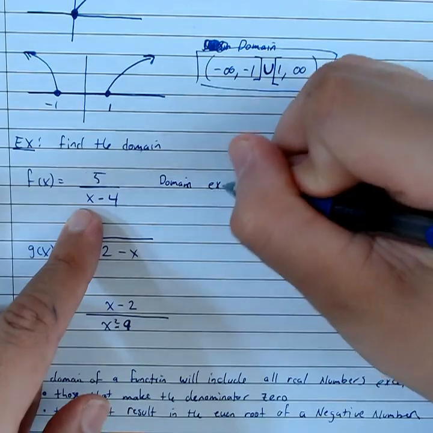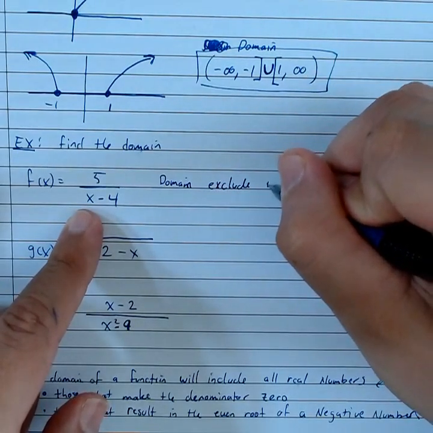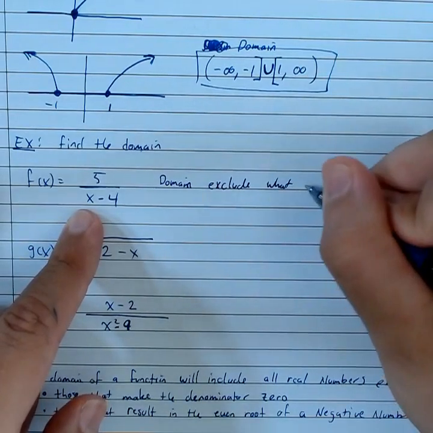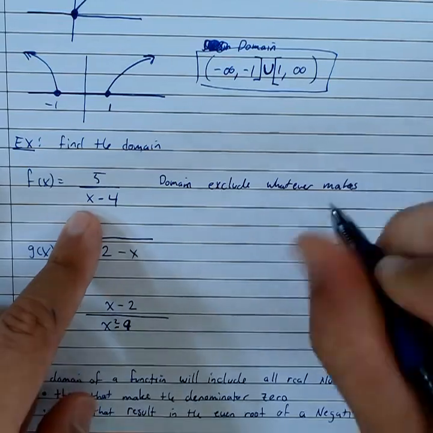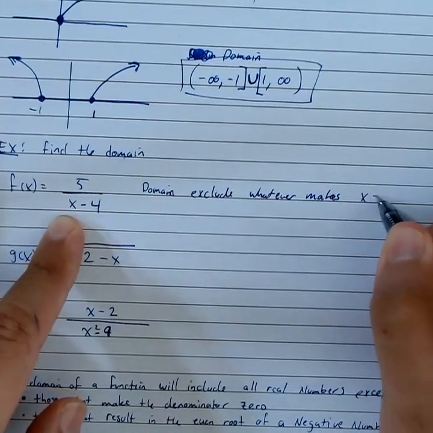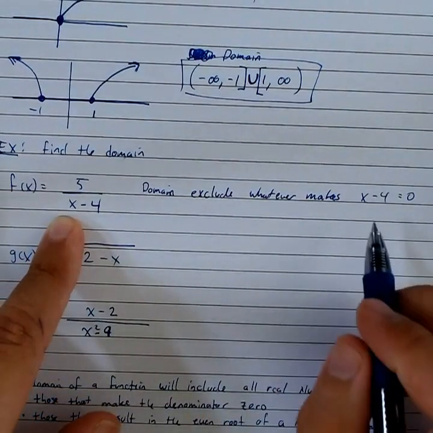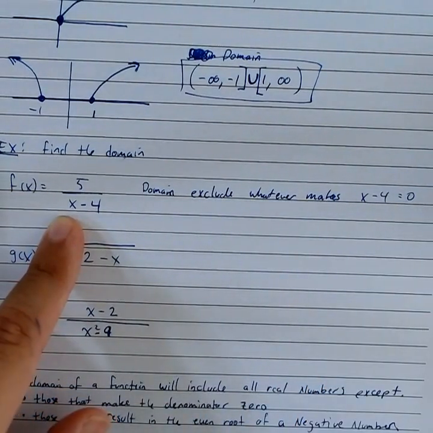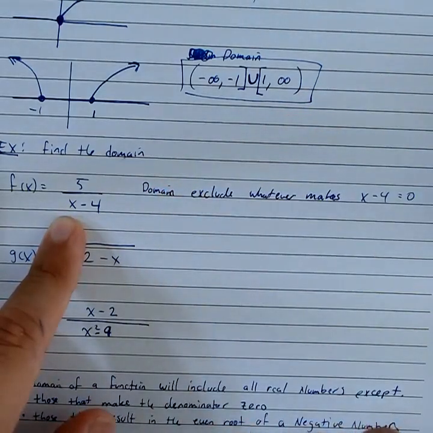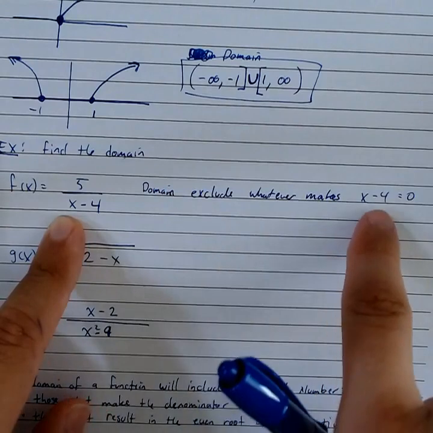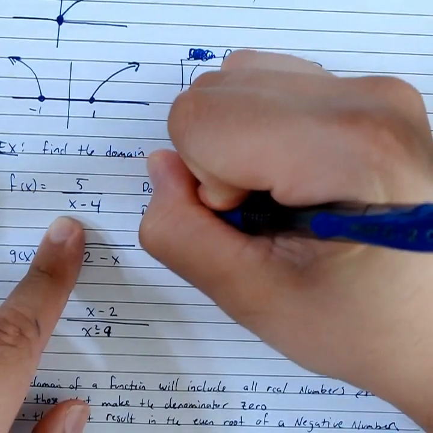will exclude whatever makes x minus 4 equal to 0. Oh, that's the number 4. 4 minus 4 is 0. And that's it. That's the only one. So that means that my domain will include every real number except for the number 4. Okay, so that's my domain.